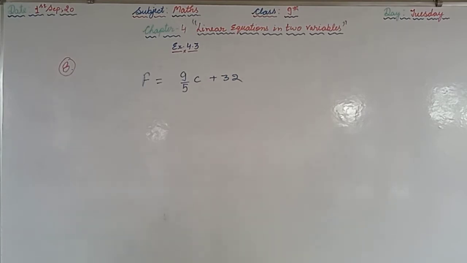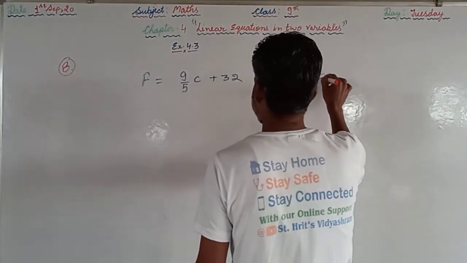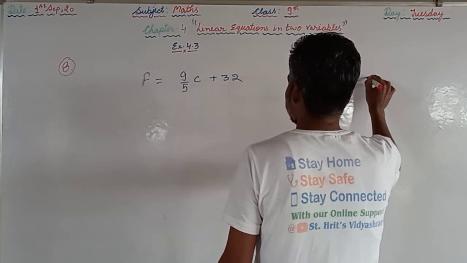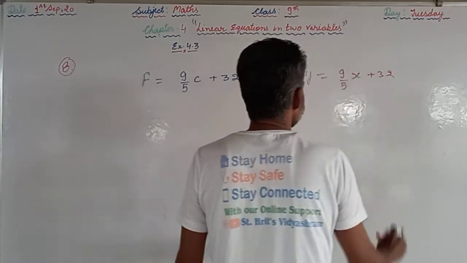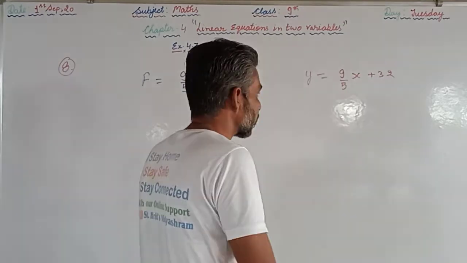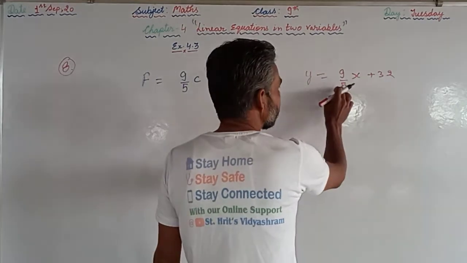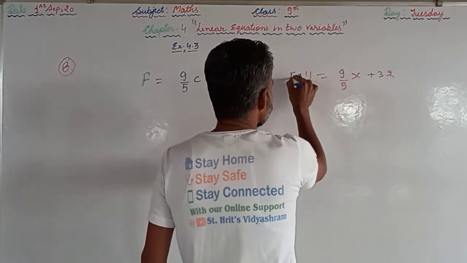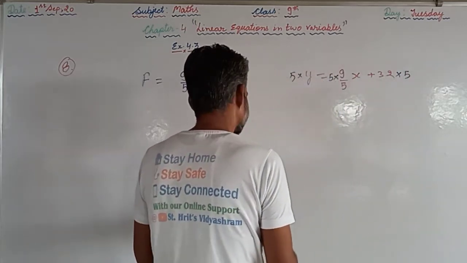The first part says, draw the graph of the linear equation above using Celsius for the x-axis and Fahrenheit for the y-axis. So we can write y equals 9/5 C, where C is x, plus 32. From here we have to form the linear equation in two variables and plot the graph for that. First of all, we multiply all the terms by 5 to eliminate the fraction, this by 5, this by 5, this as well by 5, all the terms.